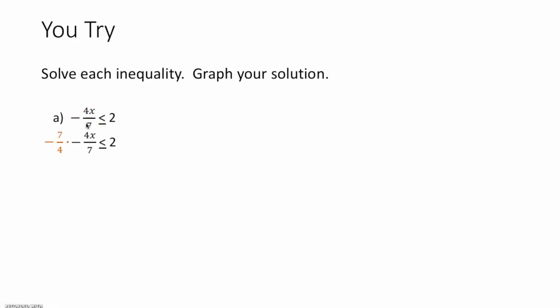So I'm going to take both sides and multiply them by the reciprocal of negative 4 over 7, which is negative 7 over 4. Now, why do I do that? Because what's going to happen is I multiply this negative times negative, that becomes positive. I multiply this 7 times 4, and I get 28x.